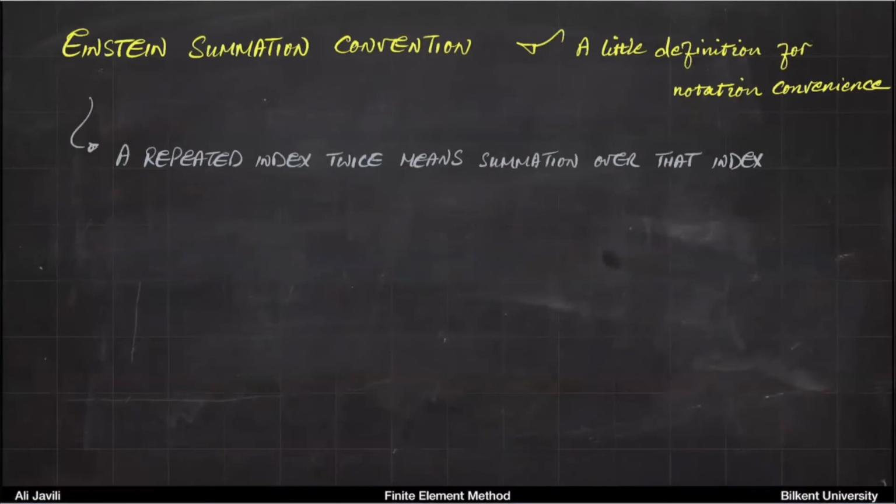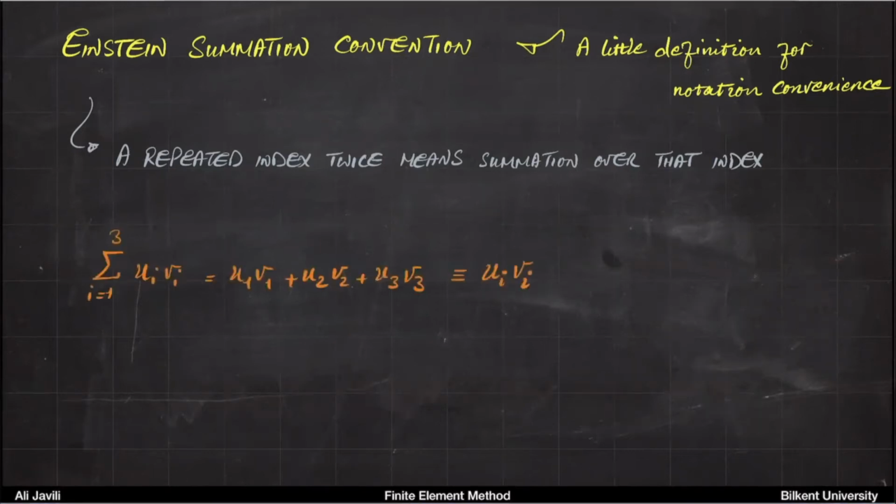If you repeat an index twice, that means a summation over that index. It's just as simple as that. So from now on, if you see an index, whether it is subscript or superscript, it doesn't matter. If you see an index repeated twice, it means you have a summation. All right, so this is Einstein summation convention. It is very popular, let's say, in the finite element community, and we will see why.